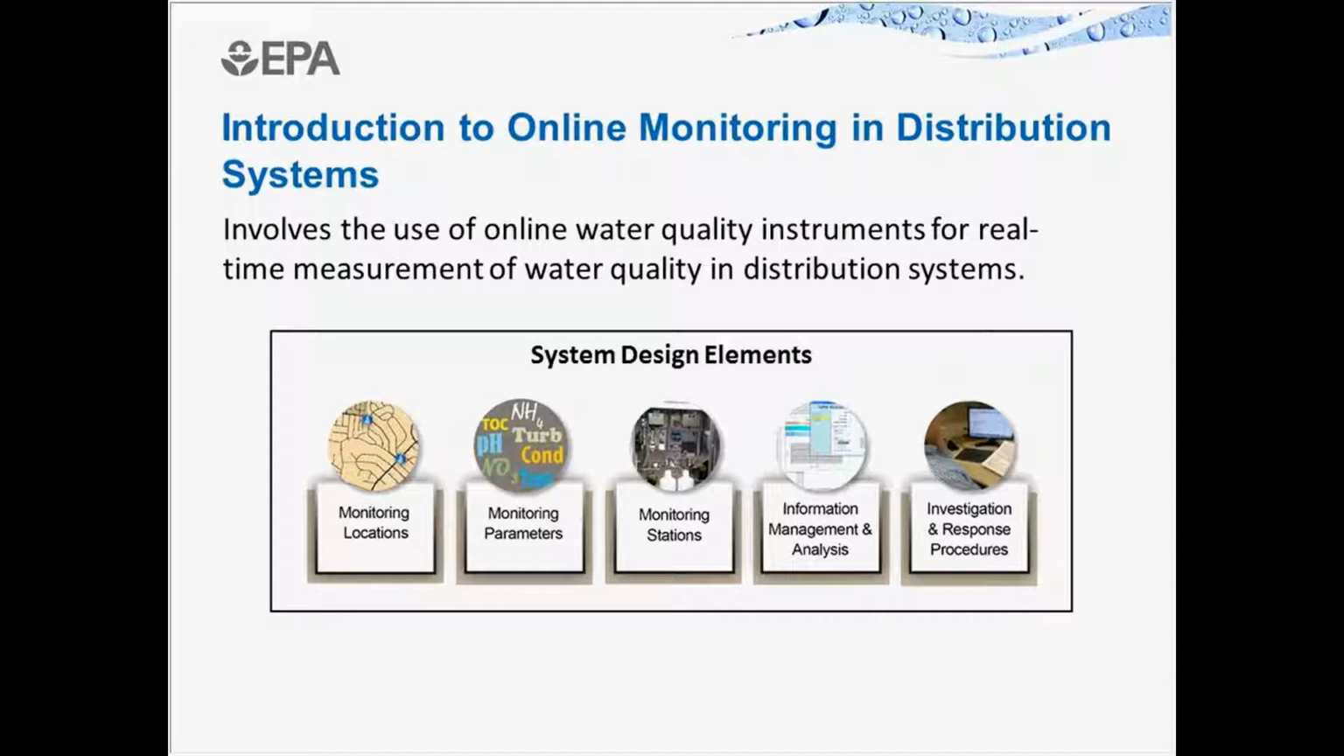And when we talk about these types of systems, we generally break the system design into 5 main design elements or aspects of the system design. And those design elements are shown on your screen. And they include monitoring locations, monitoring parameters, monitoring stations, information management and analysis, and investigation and response procedures. And each of these design elements will be addressed in the upcoming slides.